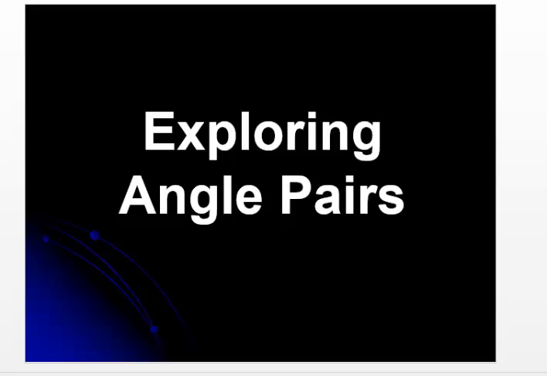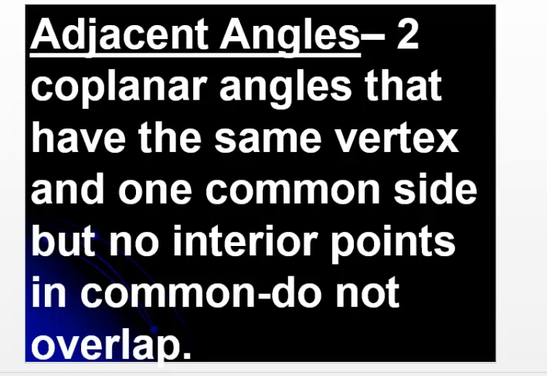In this next lesson, we're going to start exploring angle pairs. And those are just angles that can be named in special ways. So when we're talking about two different angles, we can call them different things. The first one we're going to talk about are adjacent angles.